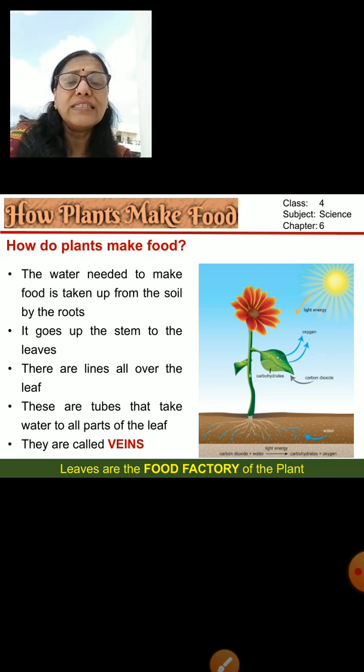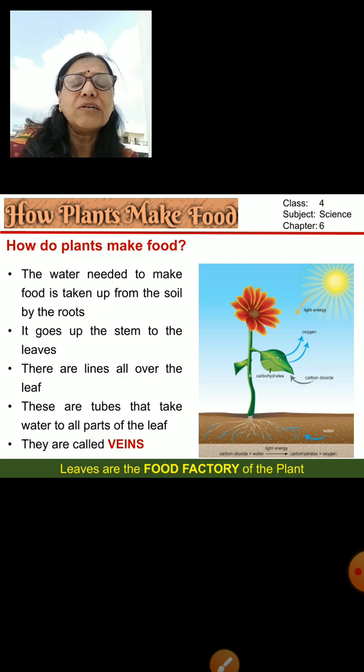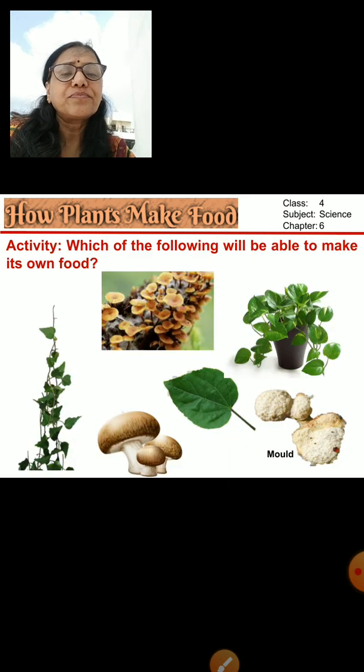Right? And these are the tubes that take the water to all parts of the leaf. You know, like we have the water hose that takes the water. There are fine tubes present on the leaf surface. They are called veins, and they take the water to all parts of the plant. From the soil, the roots take the water, and the water goes up the stem, and then it reaches the leaves.